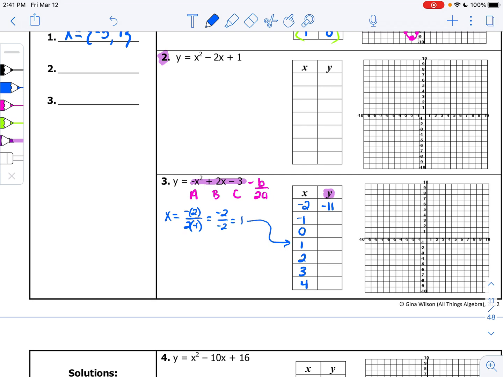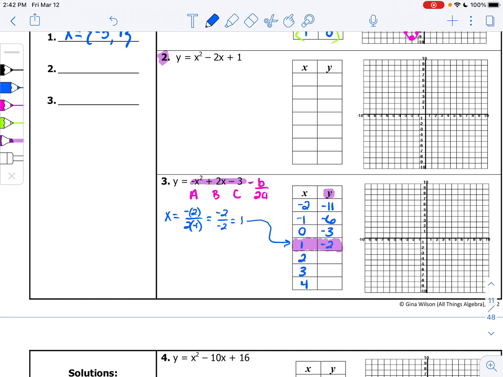Replacing both x's with -1, we get -6. Replacing it with 0, we get -3. Replacing it with 1, we get -2. And this is my vertex, so this is my turning point. So what I should see are my x values repeating in the opposite direction.